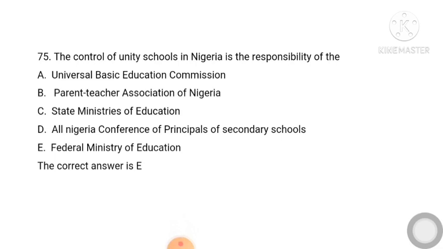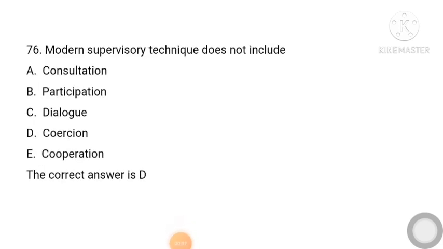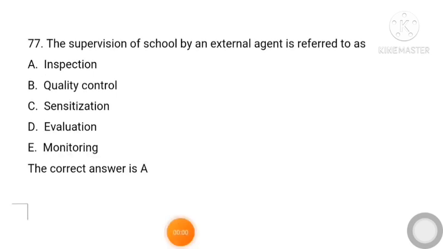75. The control of unity schools in Nigeria is the responsibility of the Federal Ministry of Education. The correct answer is E, Federal Ministry of Education. 76. Modern supervisory technique does not include coercion. The correct answer is D, coercion. 77. The supervision of schools by an external agent is referred to as inspection. The correct answer is A, inspection.